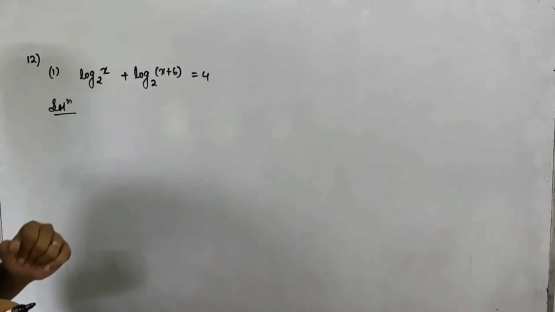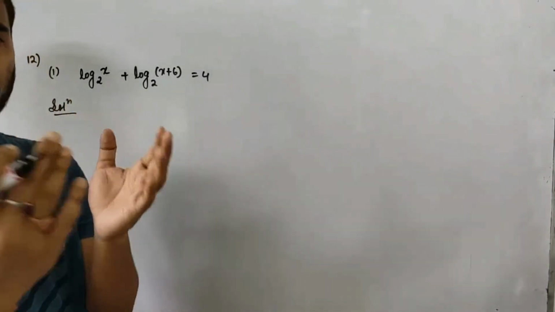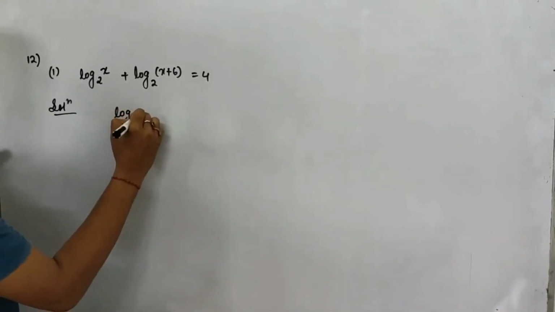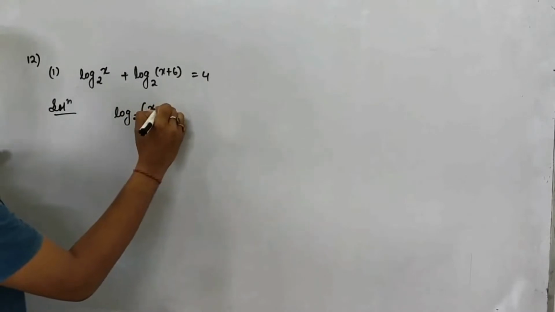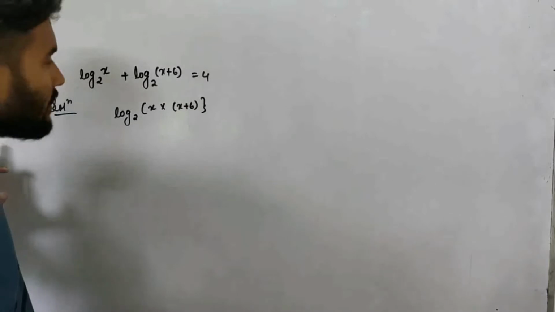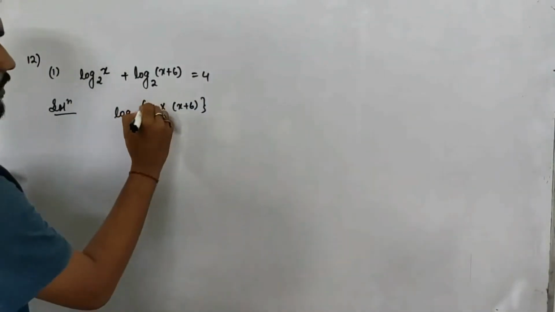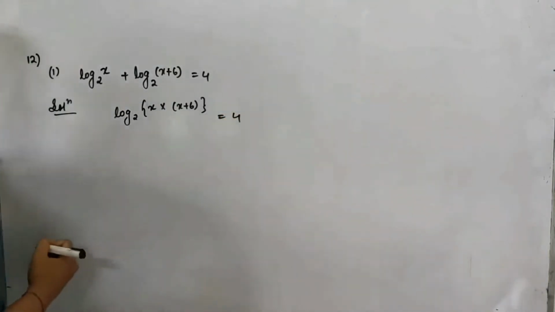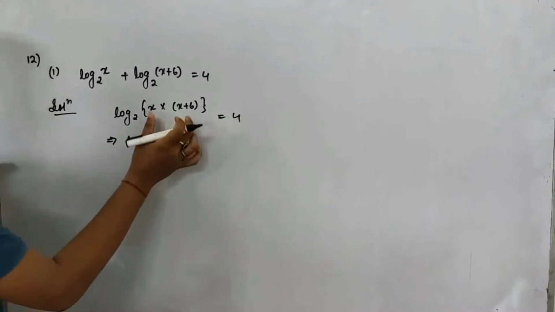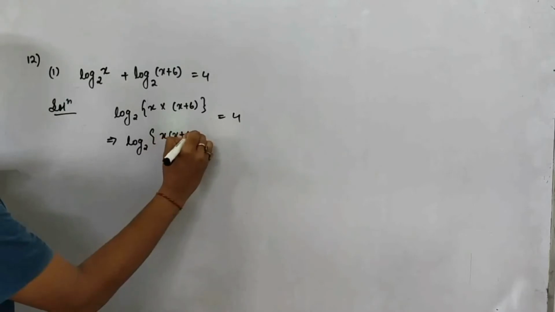See, over here also the log base is 2, and addition is there. So you can obviously use the product law. Log base 2 of {x into x plus 6} is equal to 4. Use curly bracket if you want. Which implies log base 2, product law, plus is there, so this I can write x plus 6.